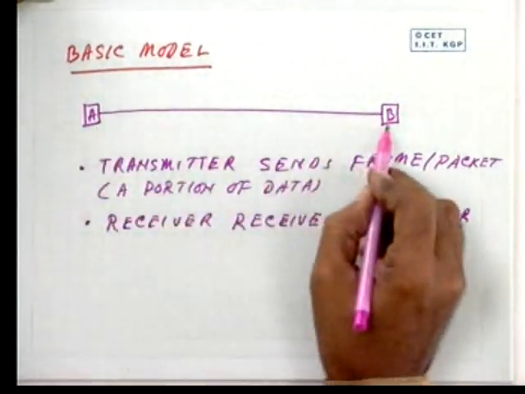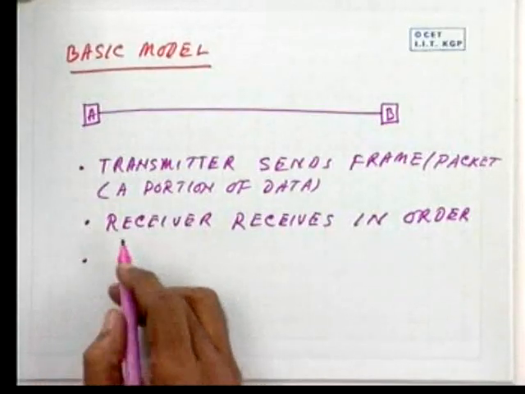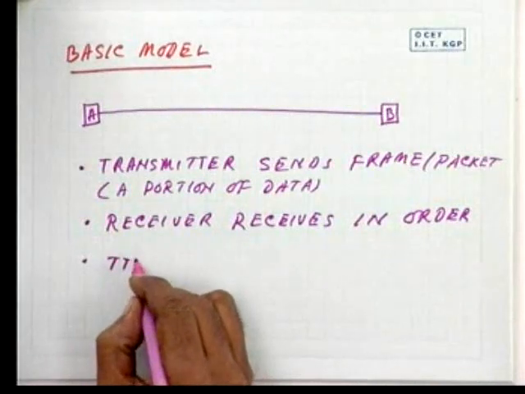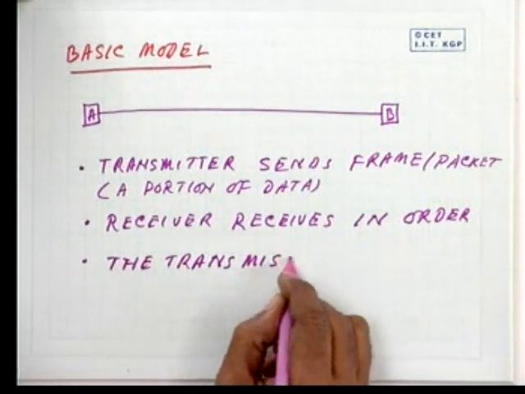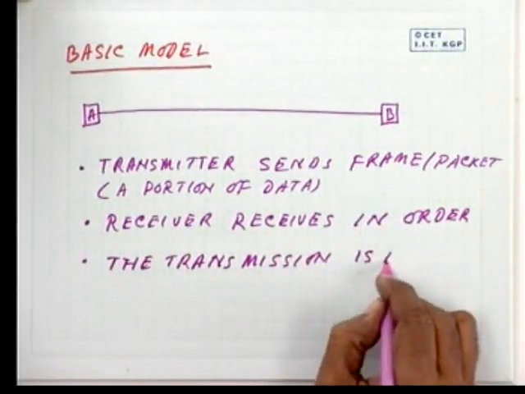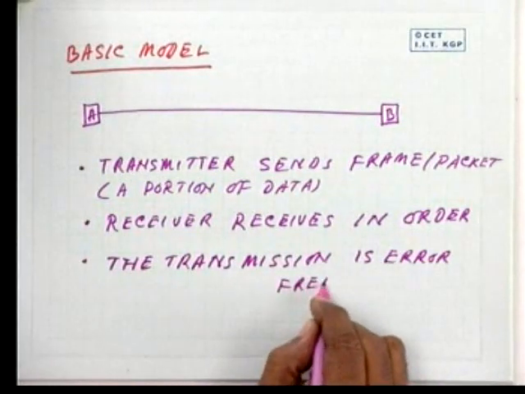You see, here we are concerned with a pair of stations. It is not really a network. So since there is a direct link, the order in which the transmitter is sending will be received by the receiver in the same order. Secondly, for the time being, we are assuming that the transmission is error free. So there is no error in transmitting the data. We are receiving data in error free form.